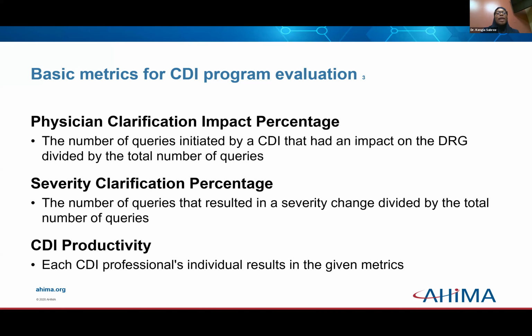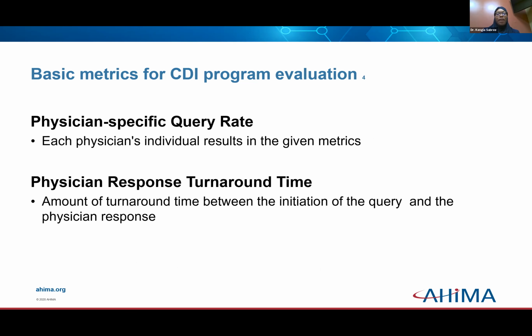Okay, so severity clarification percentage. The severity clarification percentage can be determined by the number of queries that resulted in a severity change divided by the total number of queries. CDI productivity. Each CDI professional's individual results in the given metrics. The physician-specific query rate. Each physician's individual rate in the given metrics.